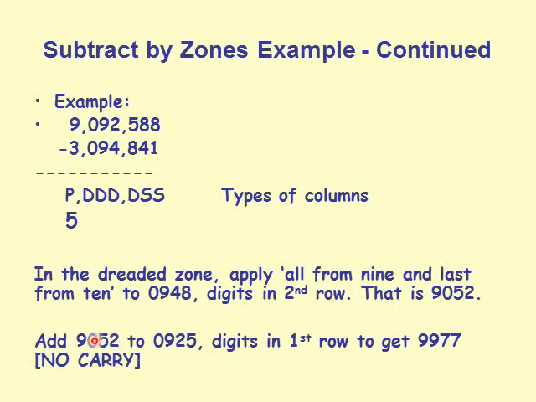What do we do now? Add the 9052 we just obtained to the 4 digits in the first row in the same positions. We're going to add 9052 plus 0925. We'll do it left to right. There are going to be no carries, they're guaranteed here. 9 plus 0 is 9. 0 plus 9 is 9. 5 plus 2 is 7. Another 5 plus 2, 7. So the last 4 digits of the answer are 9977. Let's continue.